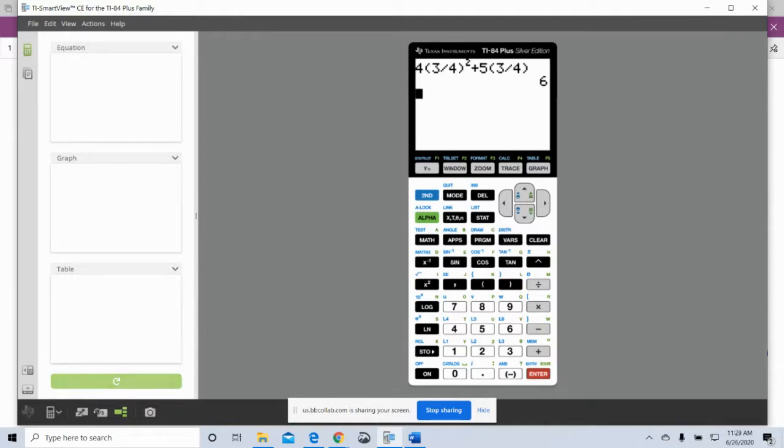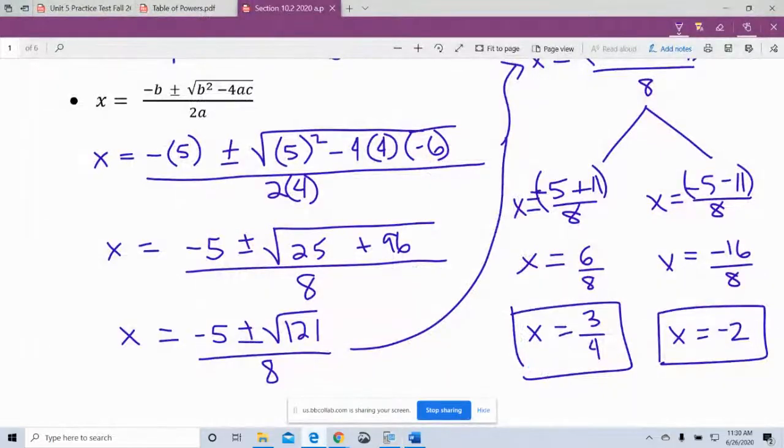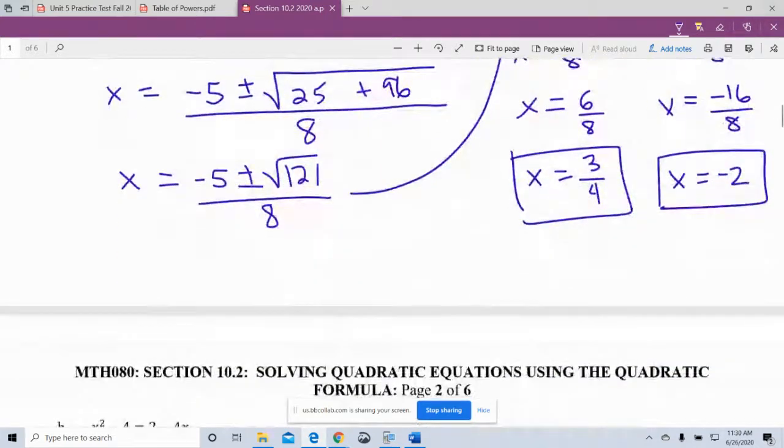And that should give me 6, and it does. Now I have to check the -2. So I'm going to do the same thing: 4 times a -2, that has to get squared, plus 5 times a -2, and that should give me 6, and it does. So I am 100% certain that my two solutions here for that quadratic equation are correct. So there's our first one. Two more examples to show you here.